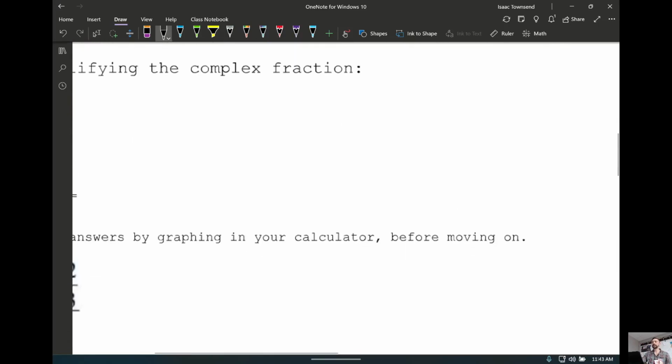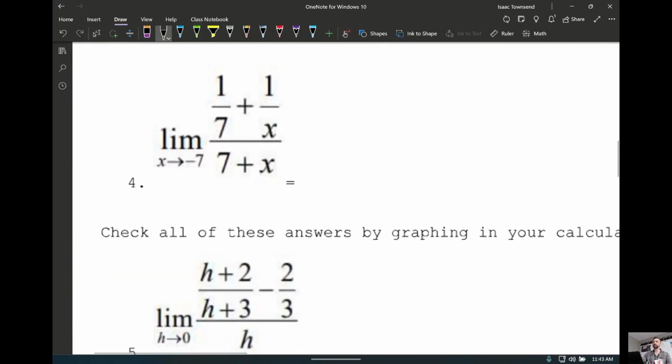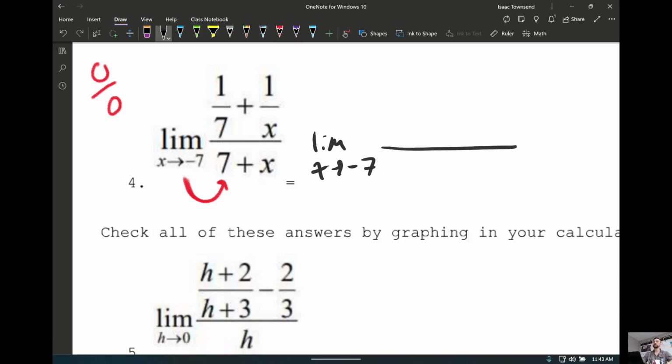So basically saying the same exact things again with a different equation. Try direct substitution. We get 1/7 minus 1/7 over 7 minus 7. So we get 0 over 0. Only when you get 0 over 0 do you need to worry about doing more work. Factoring doesn't work. Conjugates don't help. And there's no trig functions to do a trig substitution. So the only other one we've talked about besides those three is dealing with complex fractions.